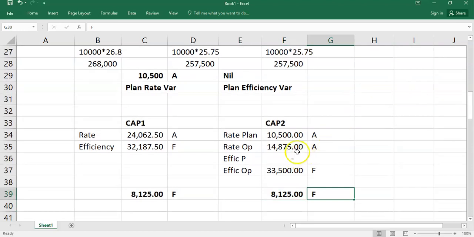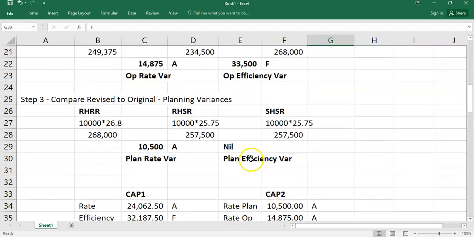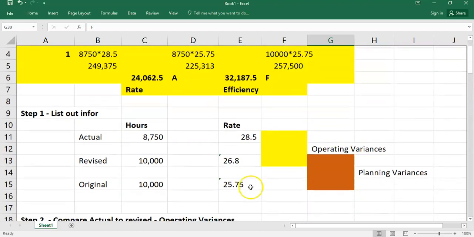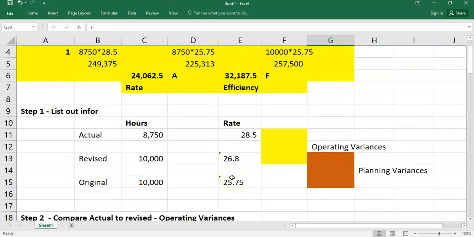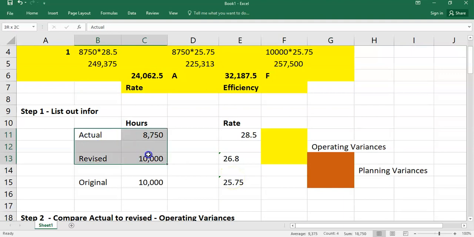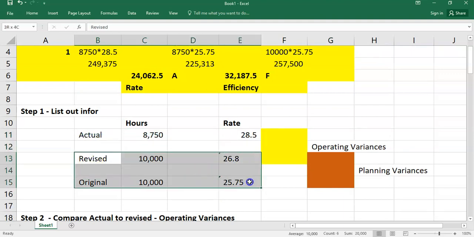And that's an important insight if you're asked to make decent commentary or just understanding. We're still comparing actual to original. All we're doing in planning and operating variances is splitting them out further. We want to know what portion of the variances are to do with managerial performance, what portion are to do with a change in standard.